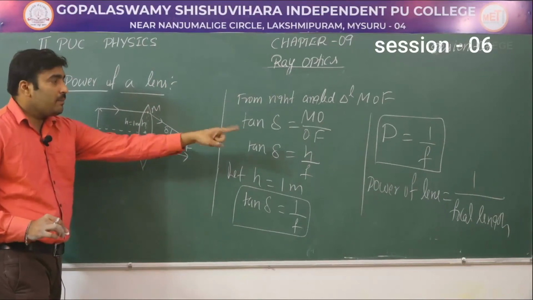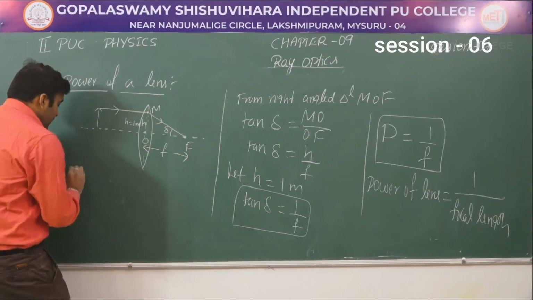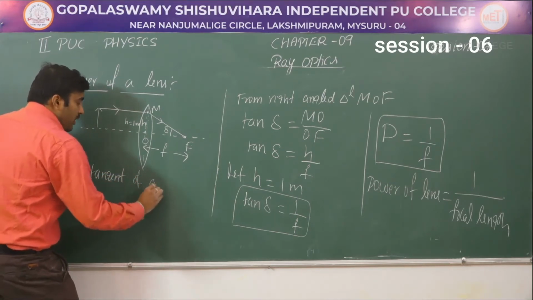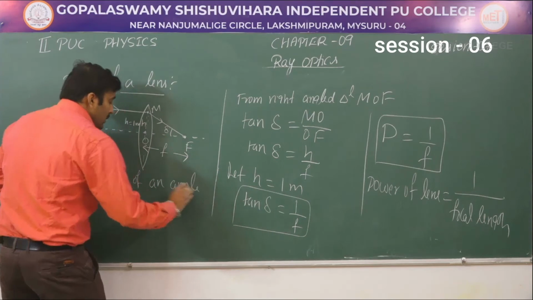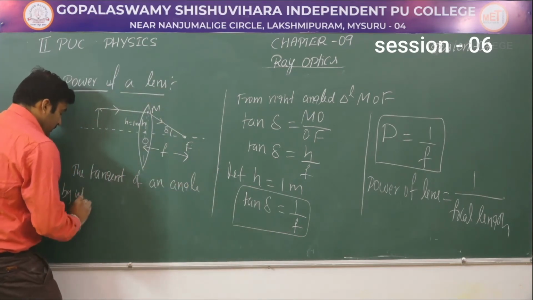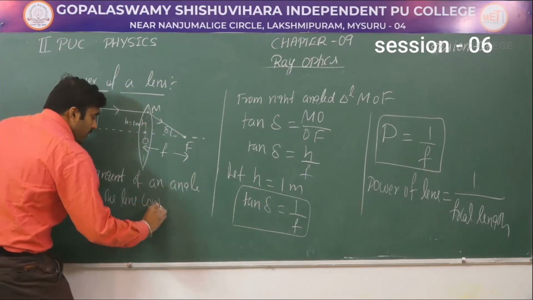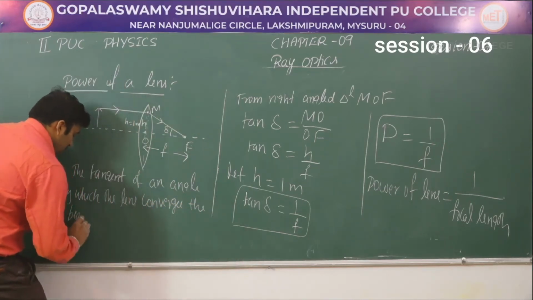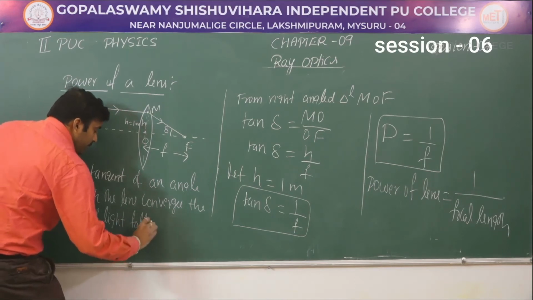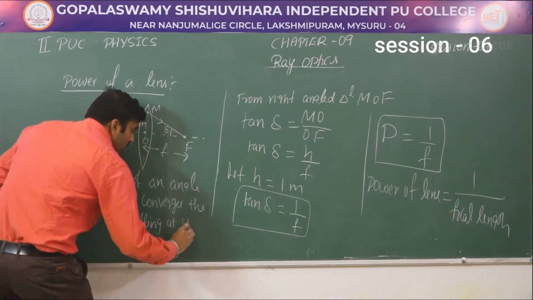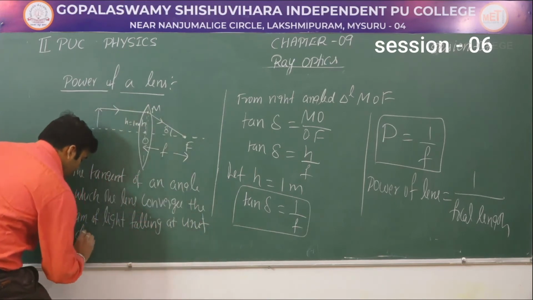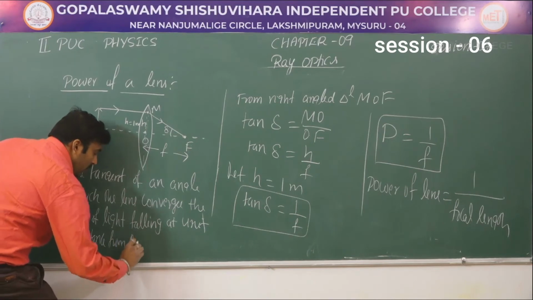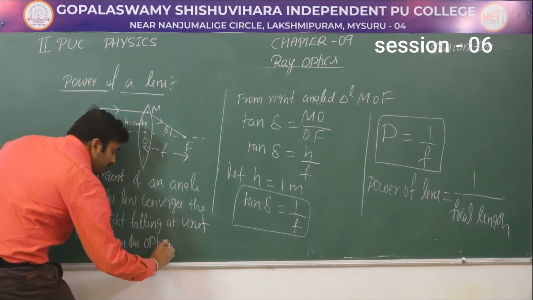So we define the power of a lens as the tangent of the angle by which the lens converges the beam of light falling at unit distance from the optical center.